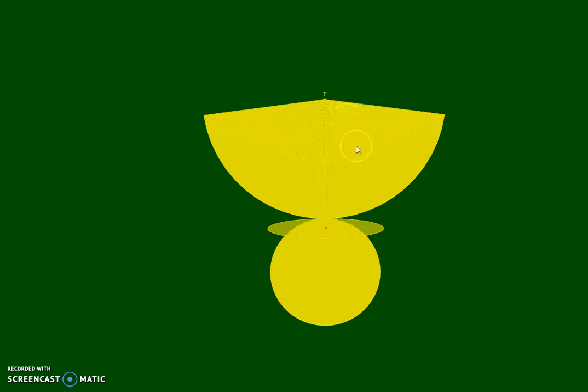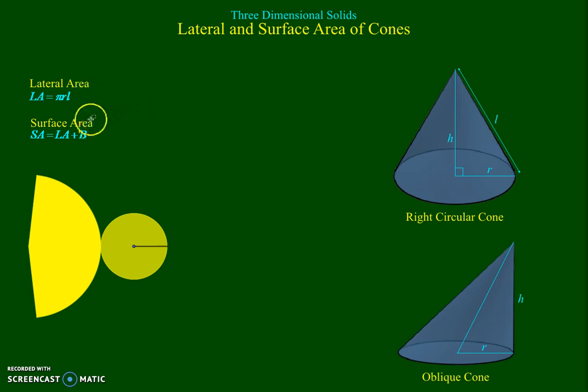So using this information, let's go ahead and build some formulas for lateral area and surface area of a cone. Here are the formulas for lateral area and surface area of a cone. Lateral area looks fairly simple. It's kind of cryptic though. Pi times radius times slant height. That's the lateral area, the area of this sector, which is the area of the nape of the cone.